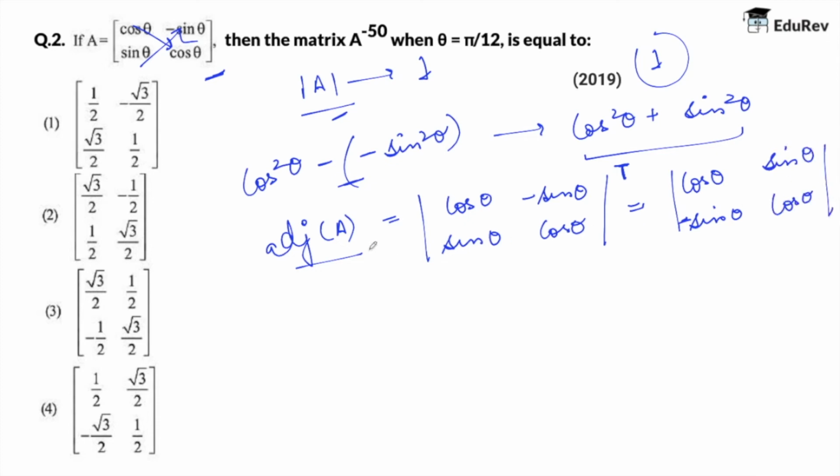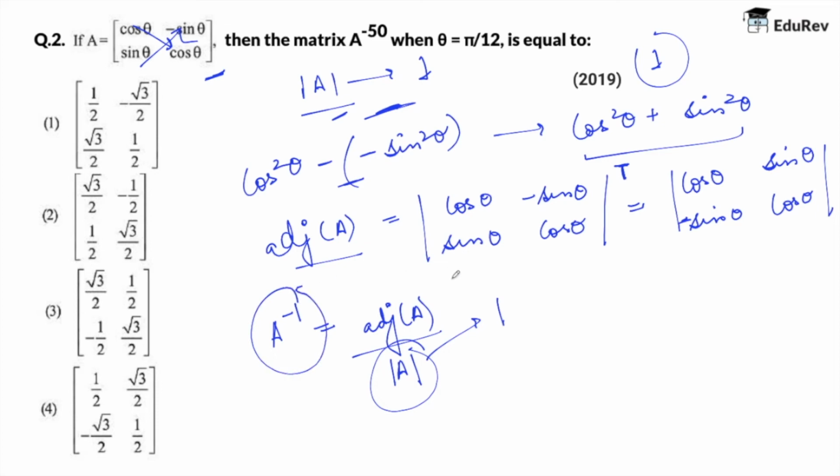Now I need to find the inverse of A. So remember that the inverse of any matrix is nothing but the adjoint of that matrix upon the mod of that matrix. But in our case, the mod of that matrix came out to be 1 as we calculated. Therefore, the inverse of the matrix that is given to me equals the adjoint of the same matrix. So obviously, if I know the adjoint of a matrix, I also know the inverse of that matrix. Correct? So the inverse of that matrix is going to be cos theta, sine theta, minus sine theta and cos theta.